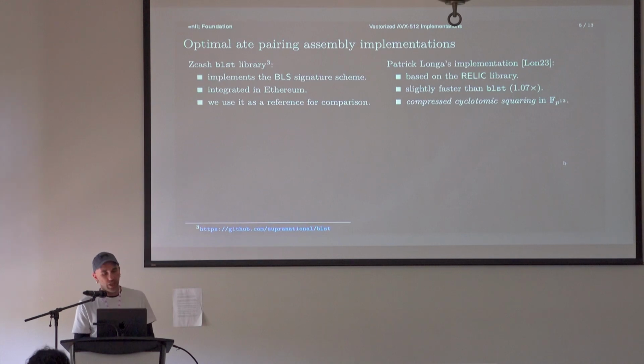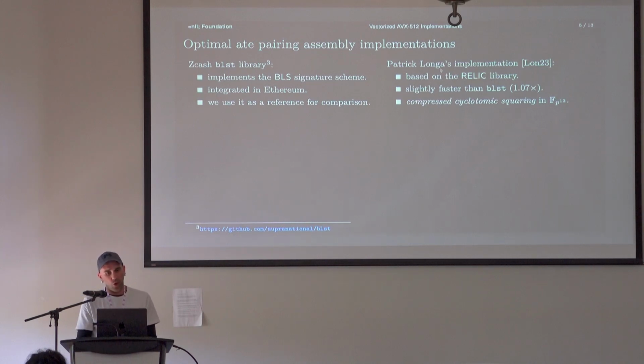Now, before starting our vectorization, we wanted to identify which are currently the libraries that have the most efficient implementation of the optimal ate pairing. And there are actually two choices. The first one is the BLST library. This is implemented by Supranational. In fact, this library is an implementation of the whole BLS signature scheme, and it's currently integrated and used in Ethereum. So this is the reason why we use the BLST library as a reference for our comparison, but also our whole implementation is basically a vectorized version of the BLST library.